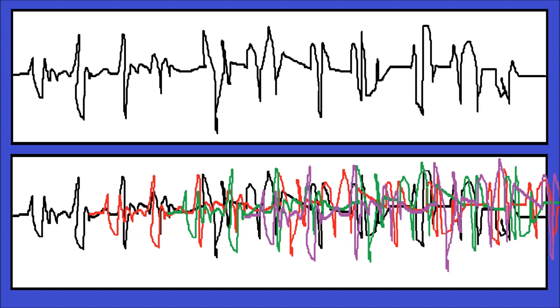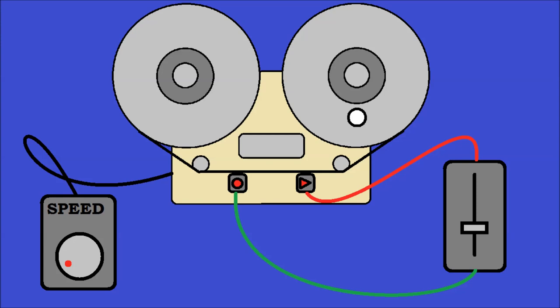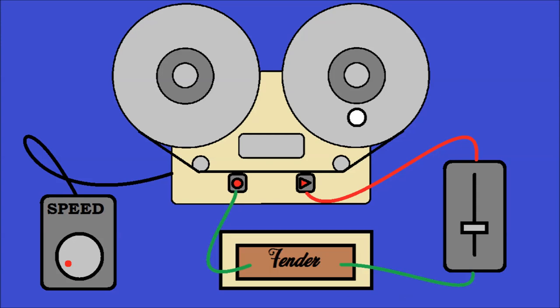And if you simultaneously increase the speed while doing this, that's where you get that vocal effect like blah, blah, blah, blah. And for an even more spaced out sound, you can run that loop through a spring reverb unit.